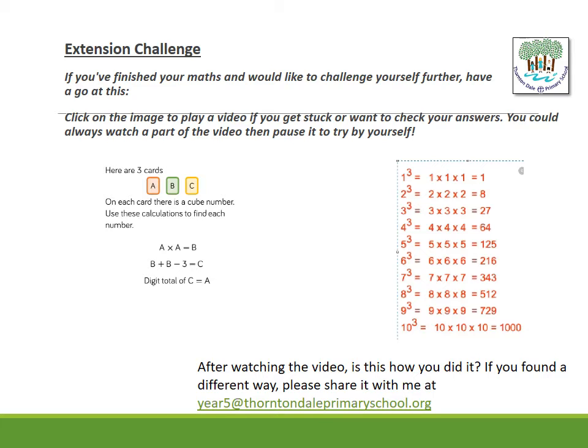So you should see that we've got the number 64. 64 is a cube number. 4 cubed, 4 times 4 times 4 is 64, but it's also a square number because 8 times 8 is 64. So if B equals 64, that would mean that A equals 8, because 8 is also a cube number. 2 cubed is 8.